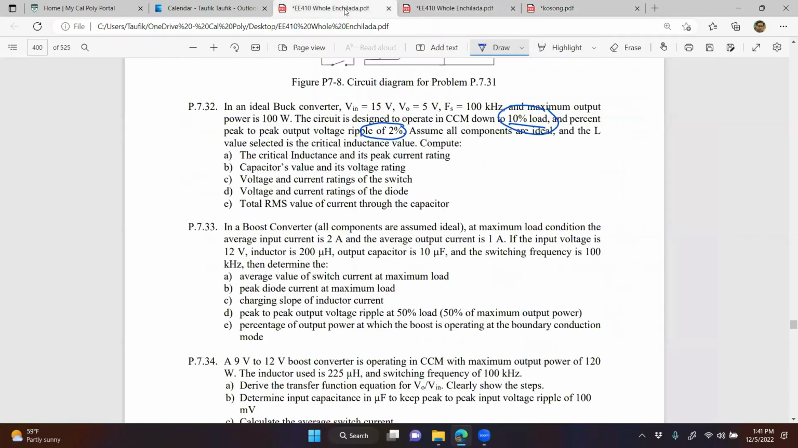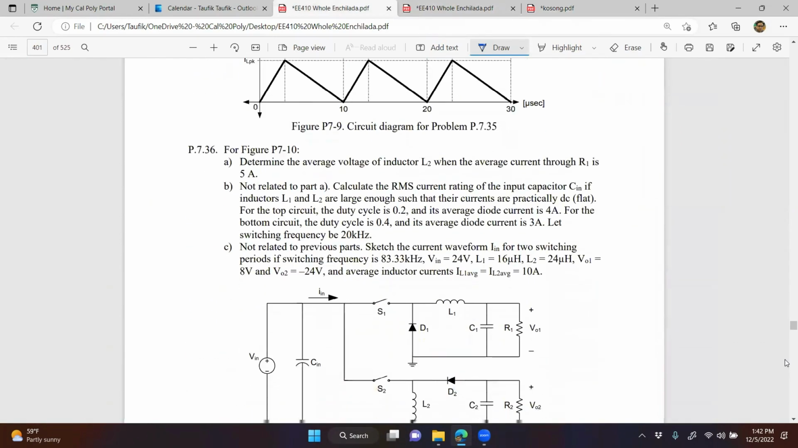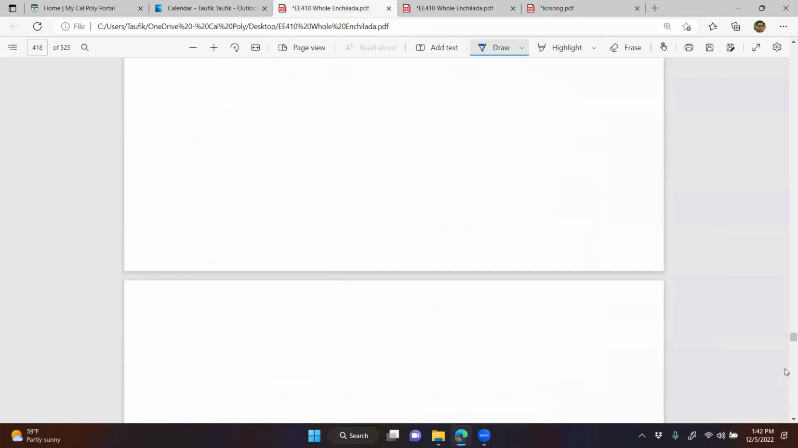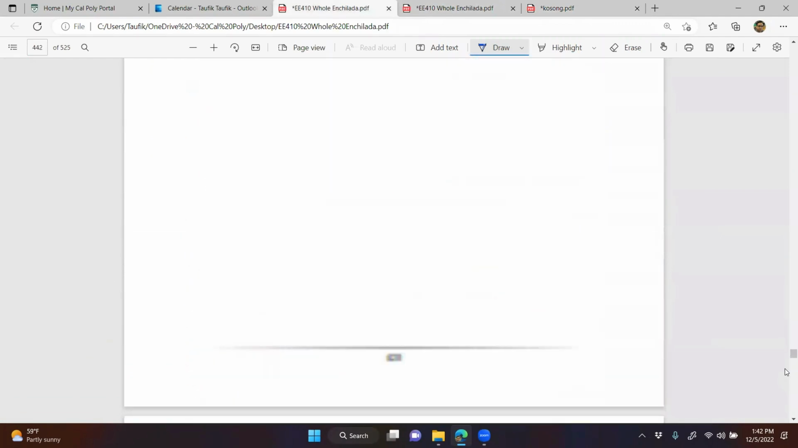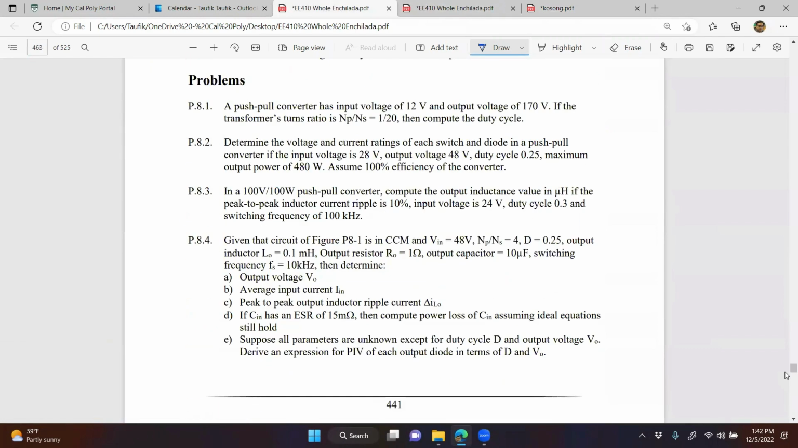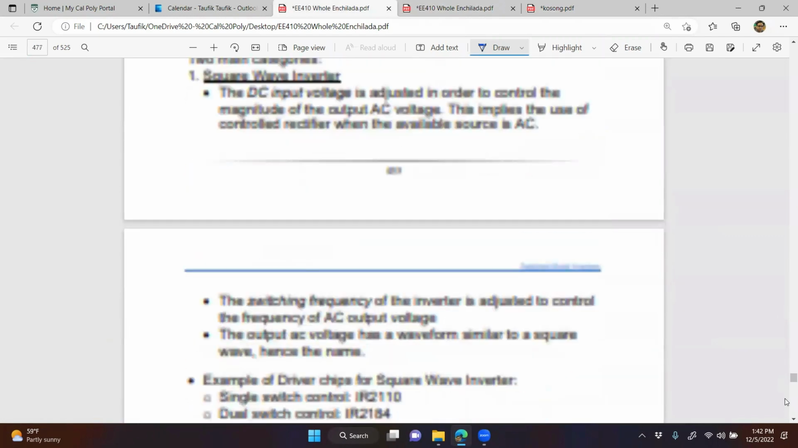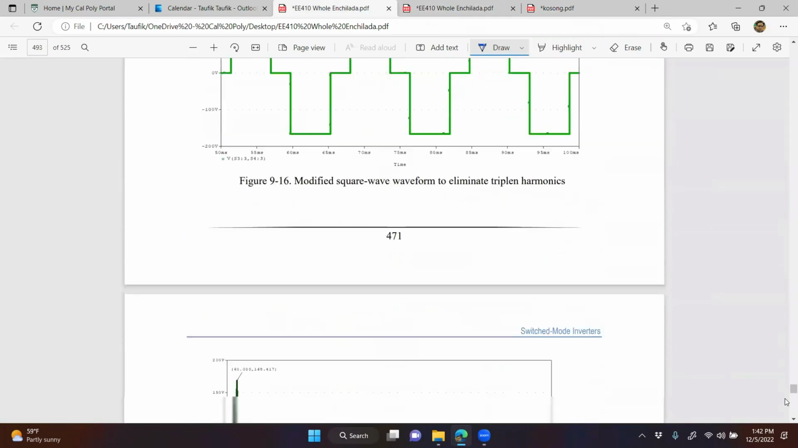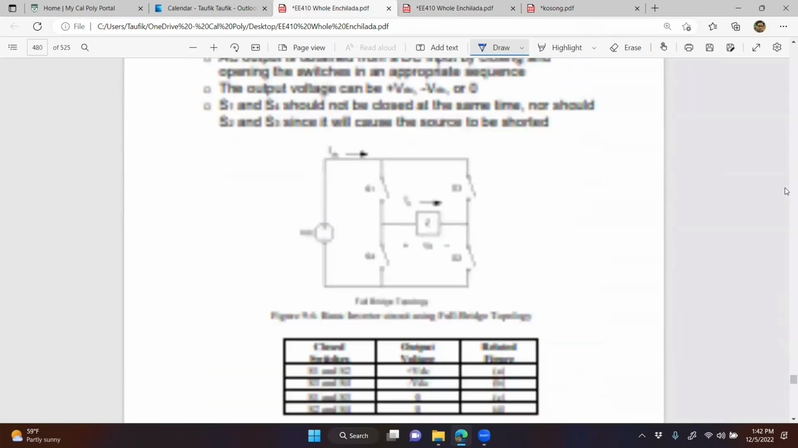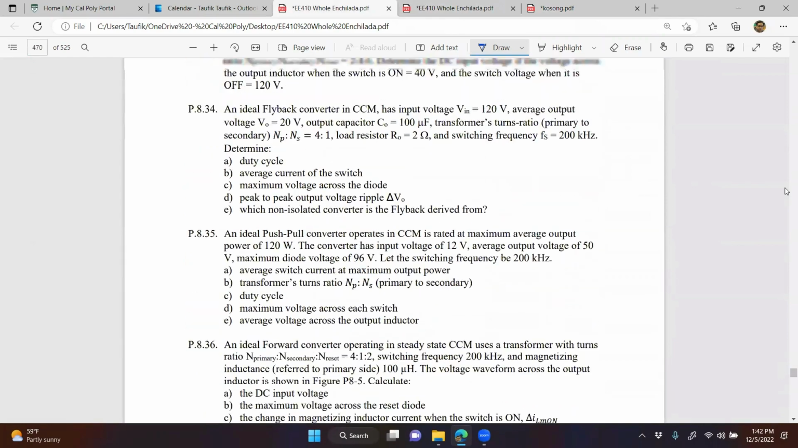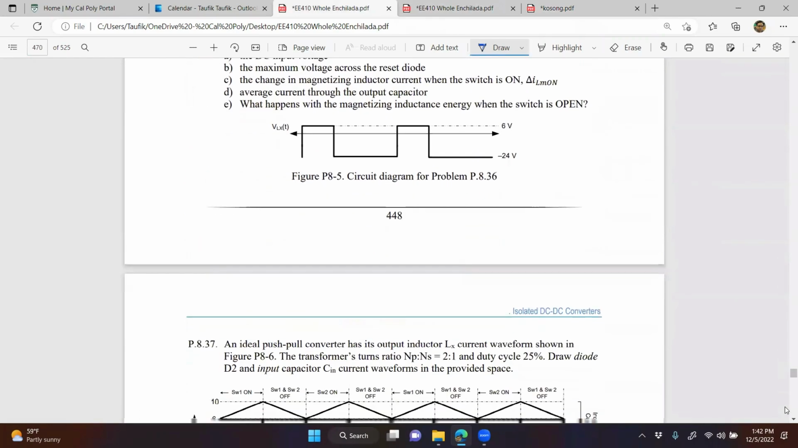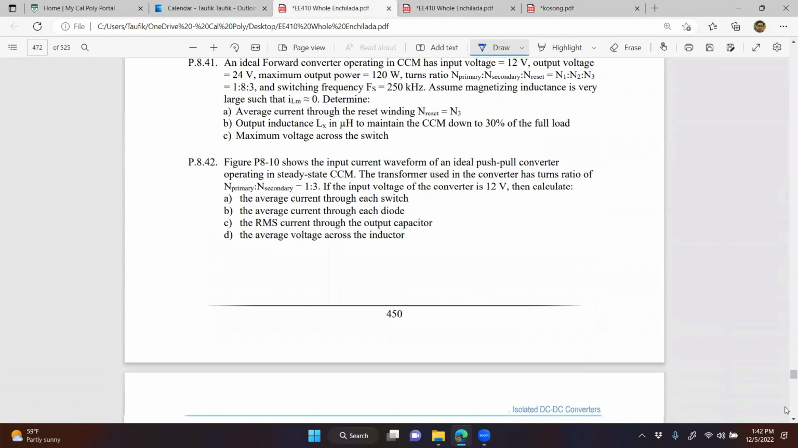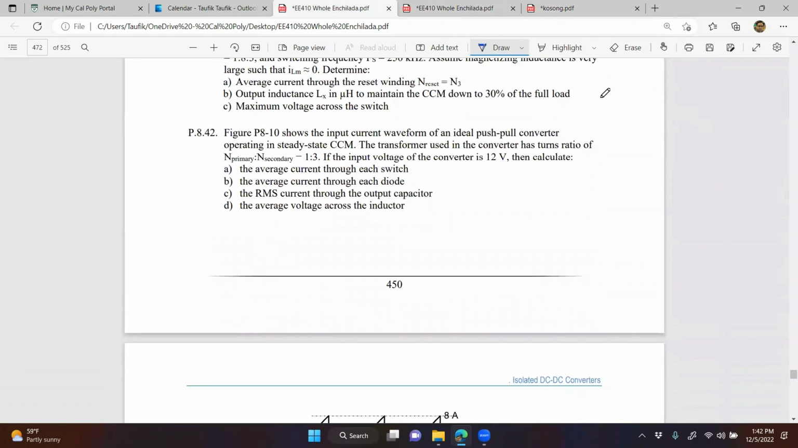Go ahead. My question is for chapter 8, problem 42. I was trying to solve it yesterday, but I got confused on some concepts. If we can go over it, that would be great, but there are some concepts that I think I'm missing. Yeah, we can go over this.